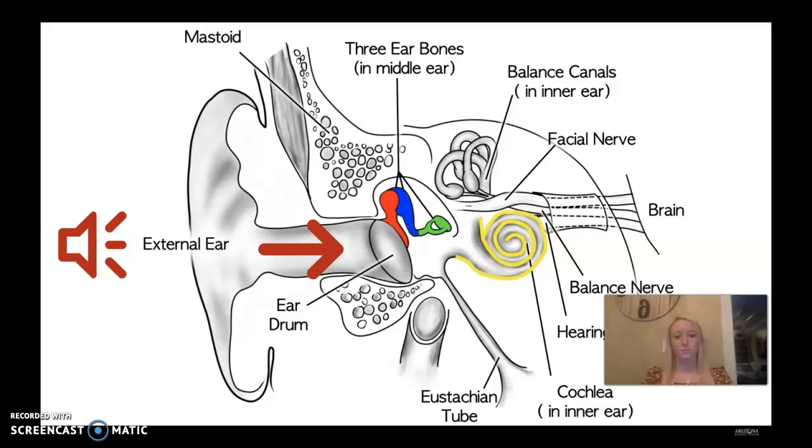Cochlea means snail shell in Greek, and you can see it's shaped like a snail shell. Within that, there are little receptor cells that receive the sound, turn it into a nerve signal, and send the message to the brain. In presbycusis, there is a deterioration of the receptor cells within the cochlea. Typically, in presbycusis, people lose more hearing in the high tones than they do in the low tones.